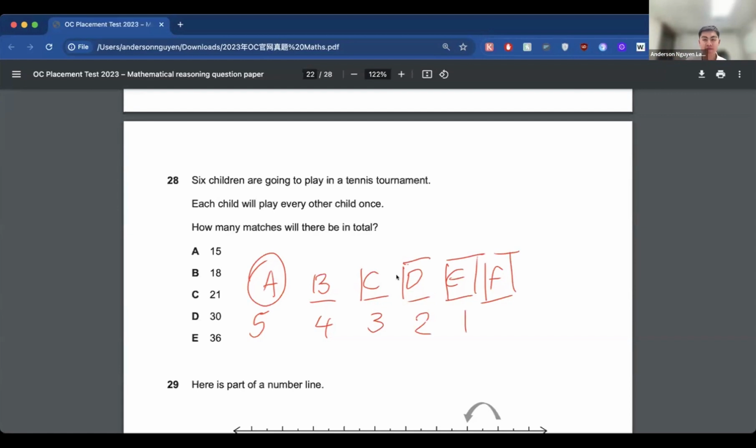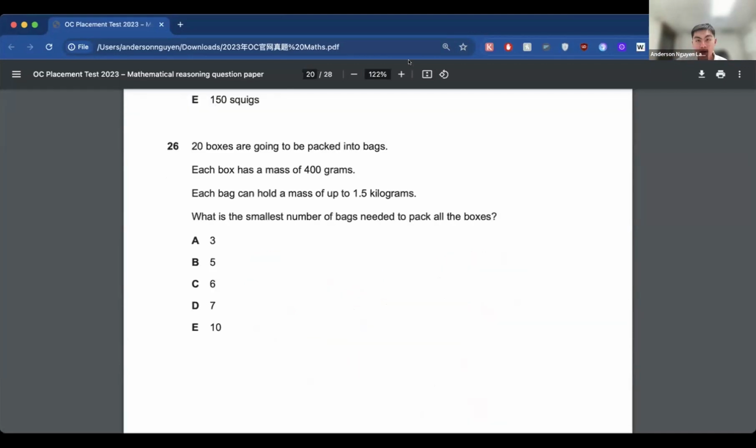And when it's F's turn, F goes, I've played with everyone already, the other 5 kids. So 0 left. So those are the total matches each of them has left to play, right? After A has gone through with B, B has C, D, and E left. After C has gone through A and B, C has D, E, and F left, etc. So you add up all those matches left, you should get 15. Okay. And moving on to question 29.